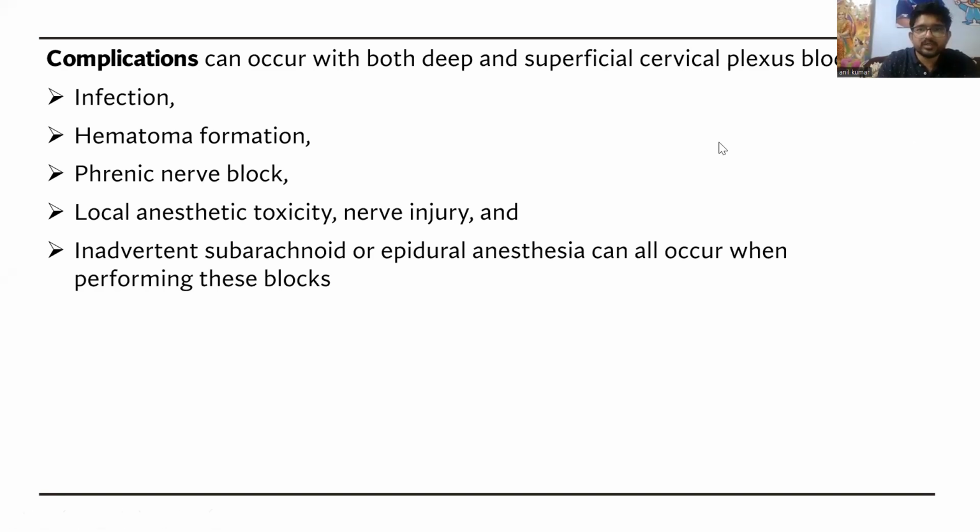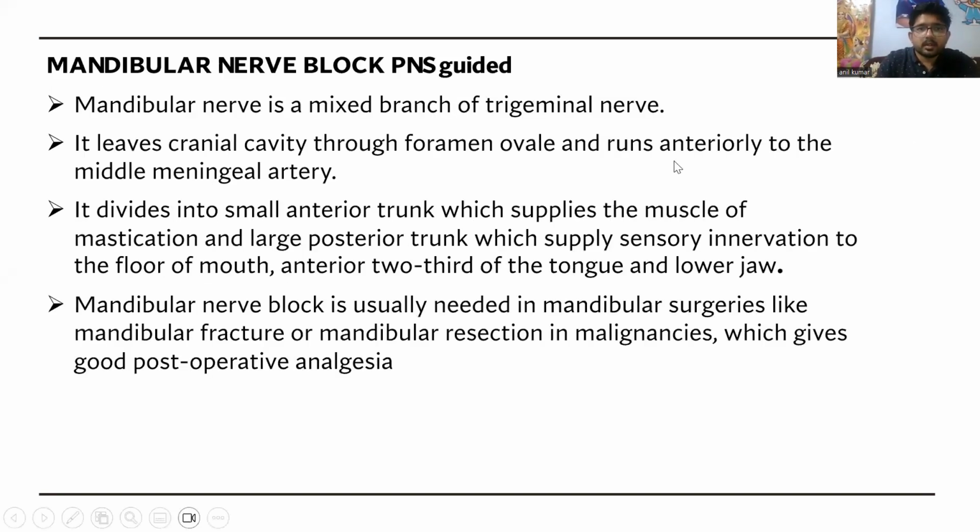So these are the superficial and deep cervical plexus blocks. Now coming to the mandibular nerve block. Many people will go for an intraoral approach. Mostly these intraoral approaches block the inferior alveolar nerve, or the buccal approach, or the Gow-Gates approach. These are all other techniques.